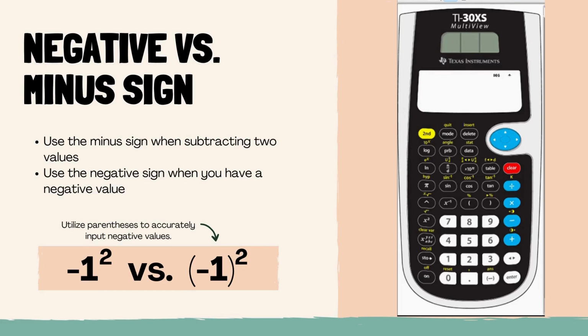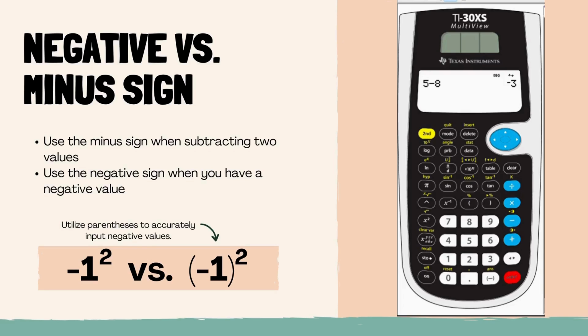The negative sign is what we use when we have a negative value or a value that's less than 0, and that is found right next to the enter button. This little dash here signifies a negative number. This dash signals a minus, and you can kind of tell the difference a little bit because one is larger than the other. So like I said, the minus sign is used to denote subtraction. So if I wanted to say 5 minus 8, that gives me a -3. The negative sign tells me that it's a negative number.